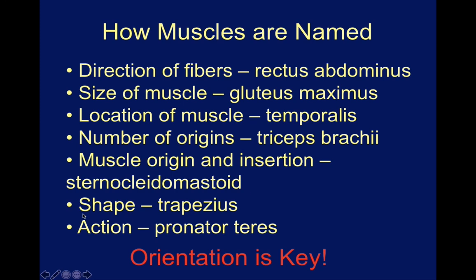The action of a muscle is another factor that we will see very commonly playing a role in how muscles are named. Especially with the forearm, we'll find lots of flexor muscles that will flex the hand, and lots of extensor muscles that will extend the hand. As I mentioned when covering pronation, we have the pronator teres muscle that will allow for the pronation of the forearm.